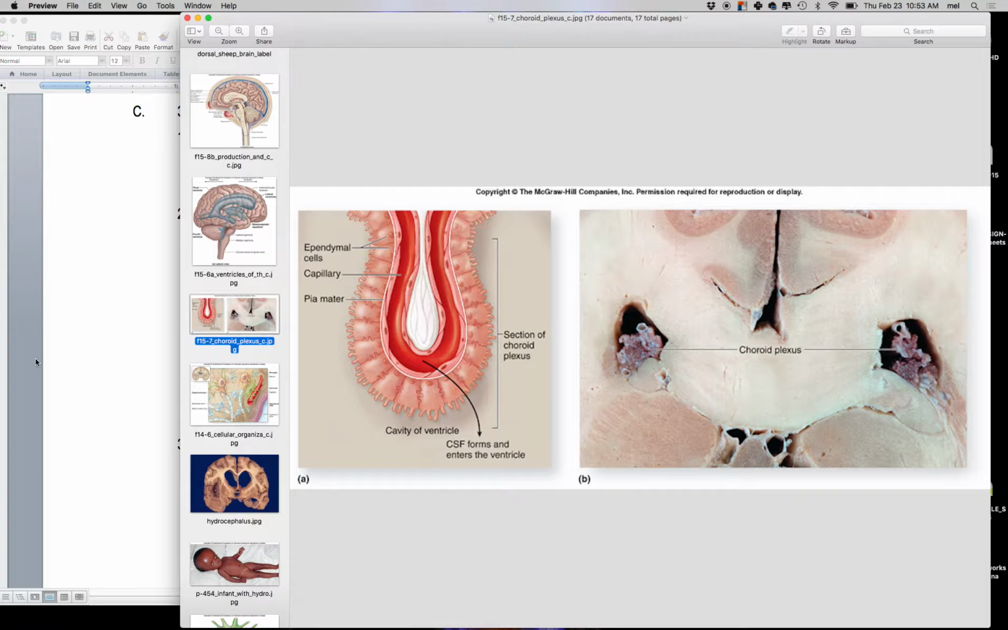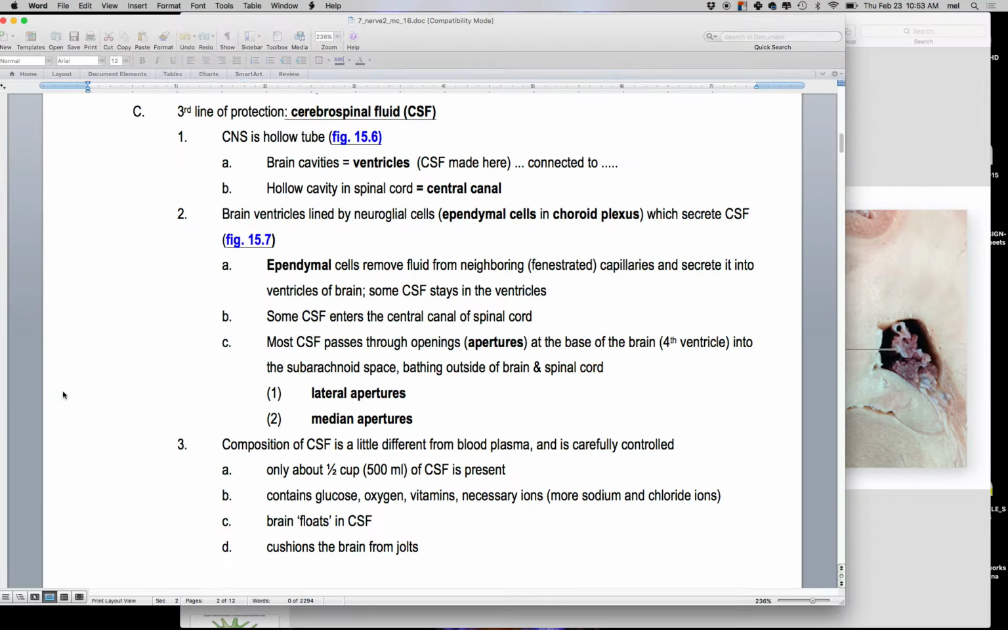So anyway, I would like it if you guys look for those. I don't always find them because the sheep brain's really small anyway, but I usually find them in about 3 brains per lab. So it's worth looking for. Okay, so those are your ependymal cells in the choroid plexus, and those secrete cerebrospinal fluid.